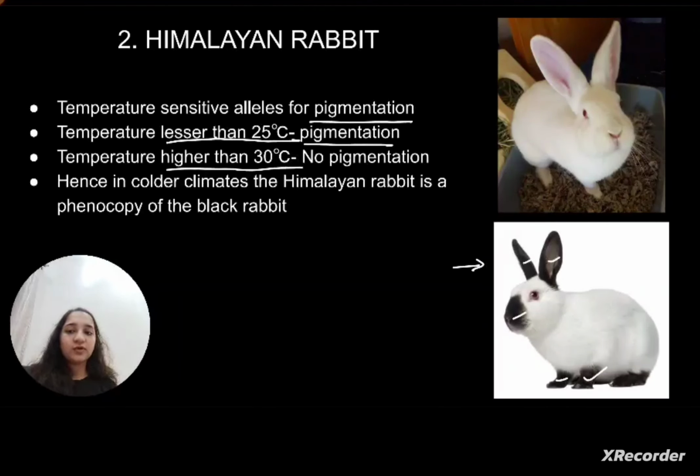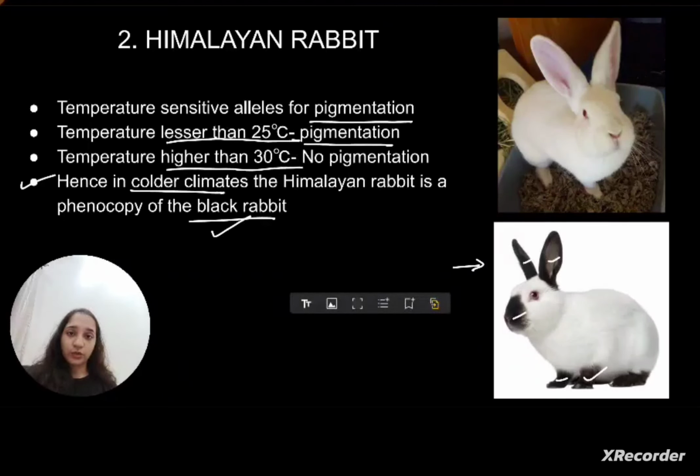How? Hence we can read this particular point. In colder climates, the Himalayan rabbit is a phenocopy of the black rabbit. So usually the black rabbit that we have, and a colder climate, this is the environmental factor. But the black rabbits which are there usually are due to the genetic component, but the temperature is also important here, and hence we cannot distinguish, and that's a phenocopy.